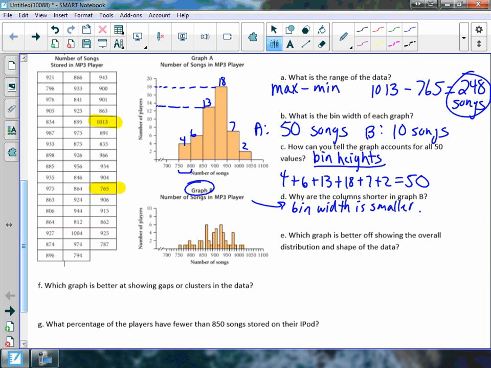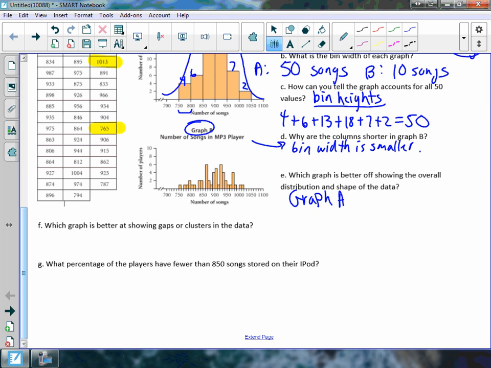Which graph is better at showing overall distribution? I think overall distribution would be graph A. There is a balance between determining the best bin width to represent your data, but if you look at graph A, you do see this really nice bell curve shape happening. It's not that you don't see that in graph B, but I think it is definitely more apparent in graph A. However, when you decrease the bin widths, you can identify gaps and clusters in the data a lot better than the overall distribution in graph A. So for clusters and gaps, we would say graph B would definitely be the better choice.